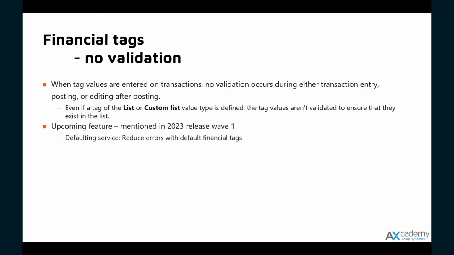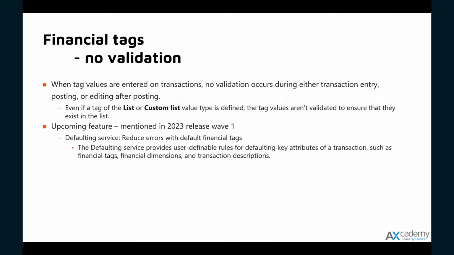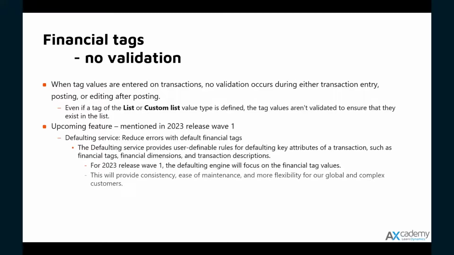Now, there is this defaulting service that I mentioned to you, which is coming up during 2023, at least it's mentioned like that. The first part is going to be for financial tags. So it's possible to set up some key attributes for financial dimensions, transaction descriptions, financial tags. Financial tags are the first of those coming up. And I think that's good, because right now there are so many things to consider about financial tags, it would be good to get some help on how to put them to use.